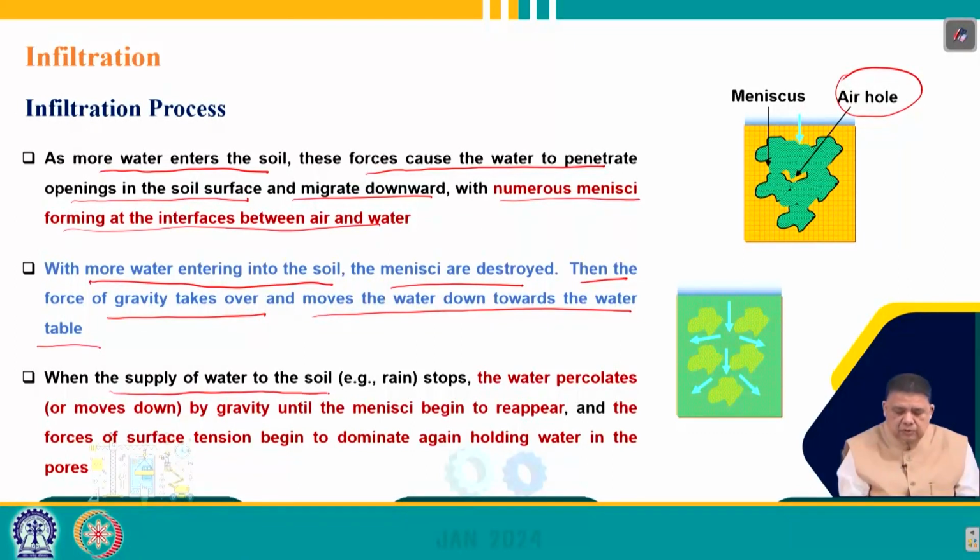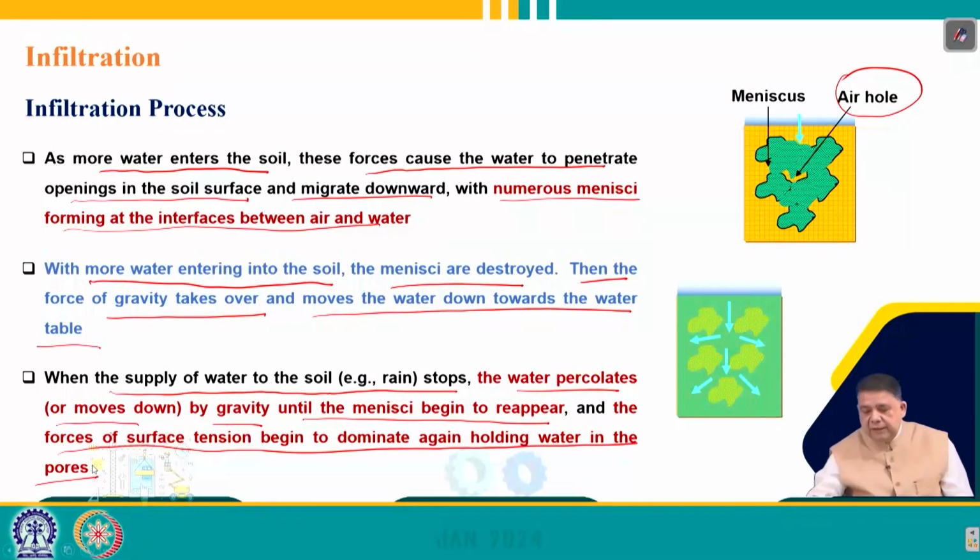When the supply of water to the soil, that is rain, stops, the water percolates or moves down by gravity until the menisci begin to reappear, and the forces of surface tension begin to dominate again, holding water in the pore. So, obviously, when the rainfall stops, the reverse process starts taking place. As long as there is enough water, gravity will take the water down, but once the supply is not there, the gravitational forces will reduce, and the surface tension or capillary forces will take over, and obviously, because of the surface tension, the menisci will start reappearing again. So, that means the entire reverse process, and the soil will go back to its natural condition where it was before the rainfall started.